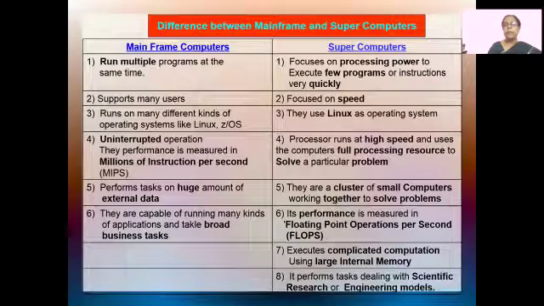So let's see the difference between mainframe and supercomputer. You know that the mainframe is a very huge thing, and even the supercomputer is huge. But here, the supercomputer has few programs where you can process very fast. It gives you calculations very fast. It has high speed. They focus on speed, but mainframes are supported by many users.